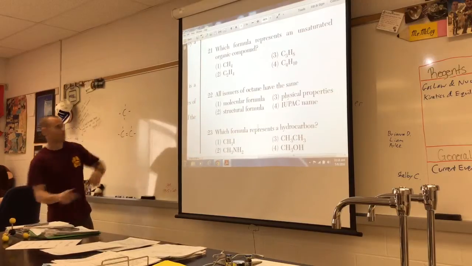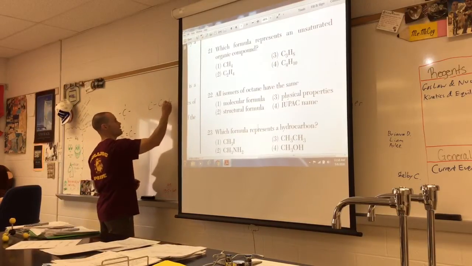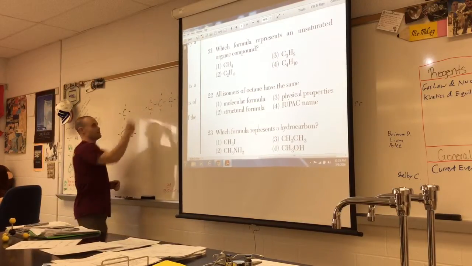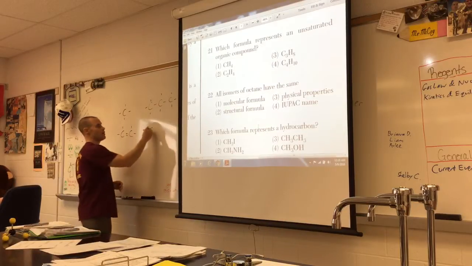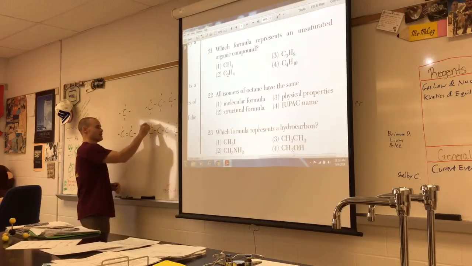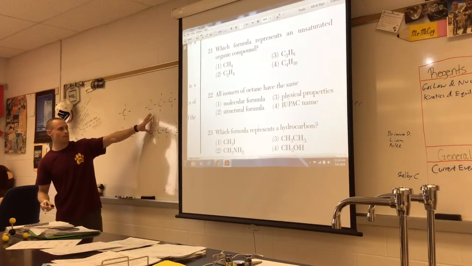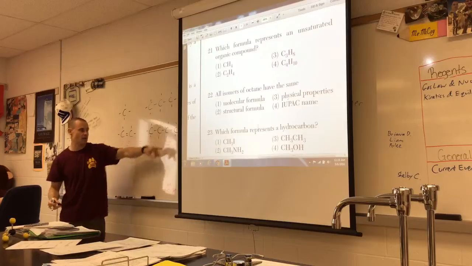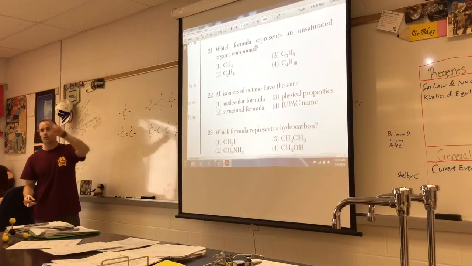If you drew number 3 and 4, it would look like this. C3H8, that's number 3. These are maxed out, so they're saturated. Single bond is saturated; double or triple bonds are unsaturated. That's why it's number 2.